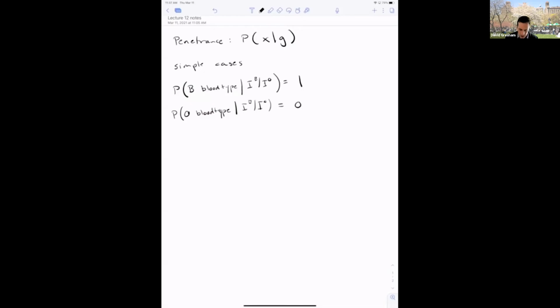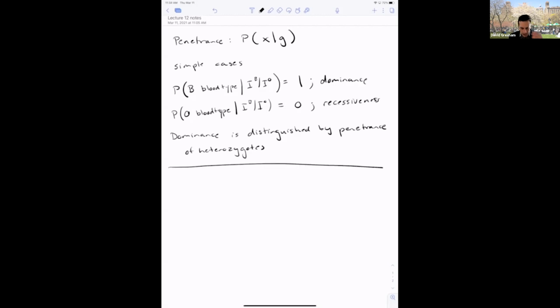And in fact, dominance is distinguished by the penetrance of heterozygotes is one way to think about it. So dominance is distinguished by the penetrance, the probability that the phenotype is expressed given the genotype of heterozygotes. Because in this case, this is dominance, complete dominance, and in this case, this is complete recessiveness. But there are diseases for which the probability of having the disease given some genotype is less than 1. Okay, it's not equal to 1.